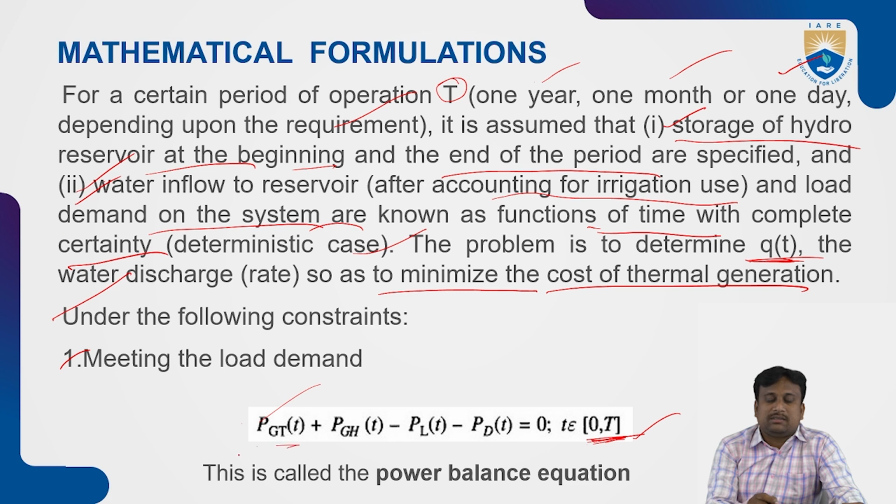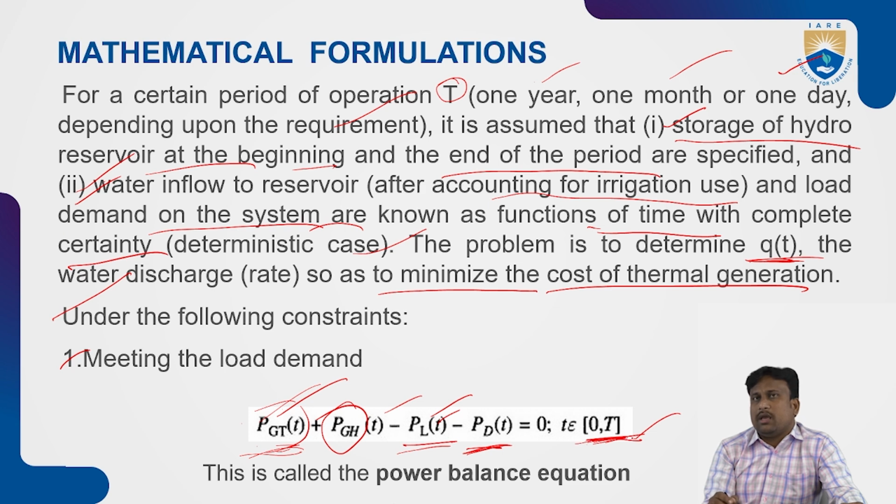What do these constraints mean? PGT is associated with the thermal constraint, PGH with the hydro constraint, PL with the load constraint, and PD with the demand constraint. Every variable acts as a function of time, represented here by small t. Under these limits, 0 to T, the constraints will operate. Your time factor is important.